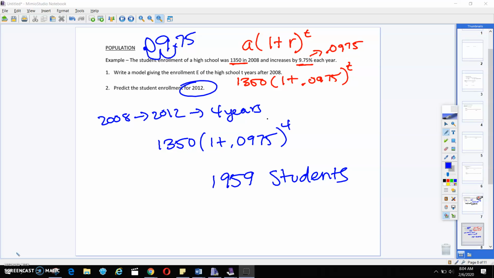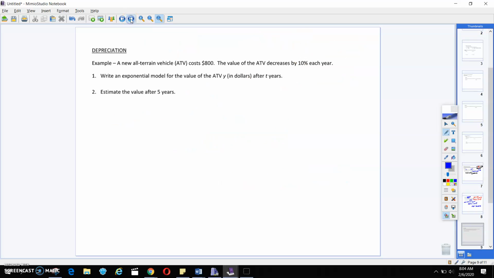Here's my little plug. Okay, let's talk about depreciation. That means that we're going to have decay happen. You know how you always were told if you buy a brand new car, the moment you drive it off the lot, it loses 50% of its value? So here, this is kind of the same process.